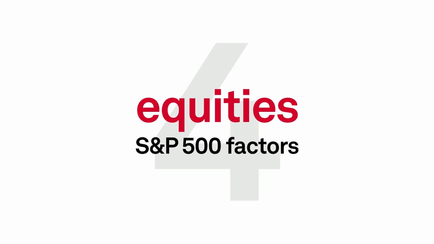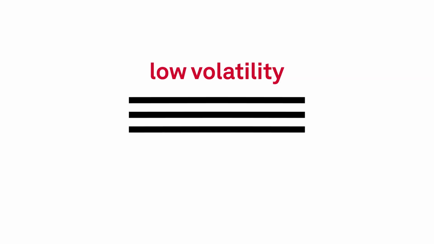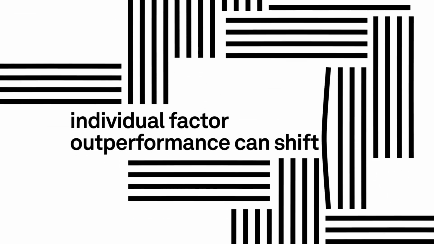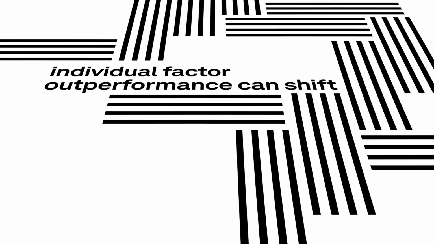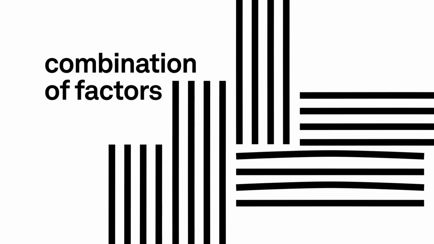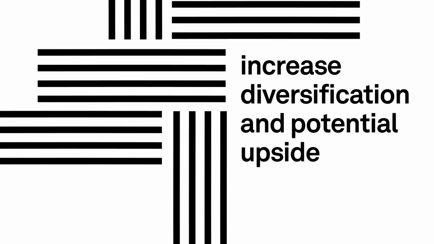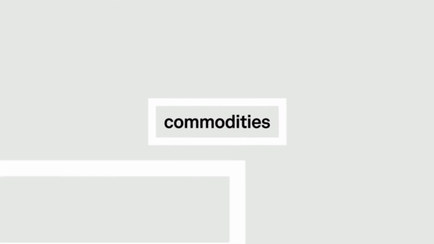Beginning with equities, the S&P MAESTRO 5 features 4 S&P 500 factors: quality, momentum, low volatility, and dividends. Factors, also called risk premia, are characteristics that influence an equity's risk and return. Since individual factor outperformance can shift as market conditions change, we use a combination of factors to increase diversification and potential upside. The commodity piece of the S&P MAESTRO 5 is gold.